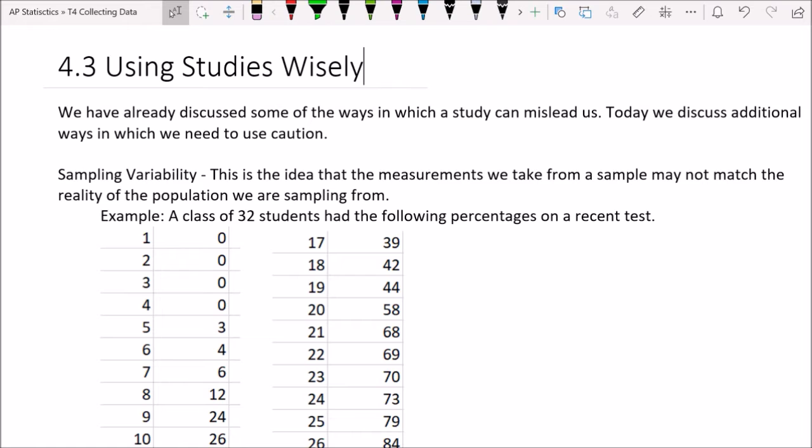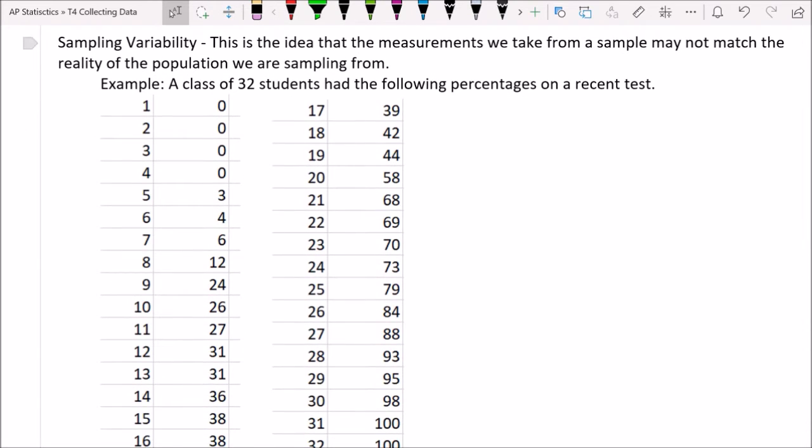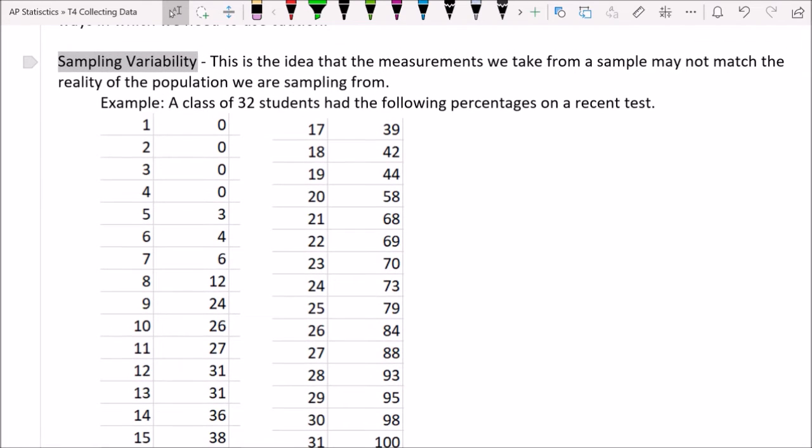We have a couple key ideas. The first one we're going to talk about is sampling variability, and that's something that can happen that you have limited control over. We're going to learn what we can do about it, but we can't control it. It's the idea that if you are going to take measurements and you're going to do a sample, the measurements you get in the sample may not match the reality of the population. So let me give you an example here.